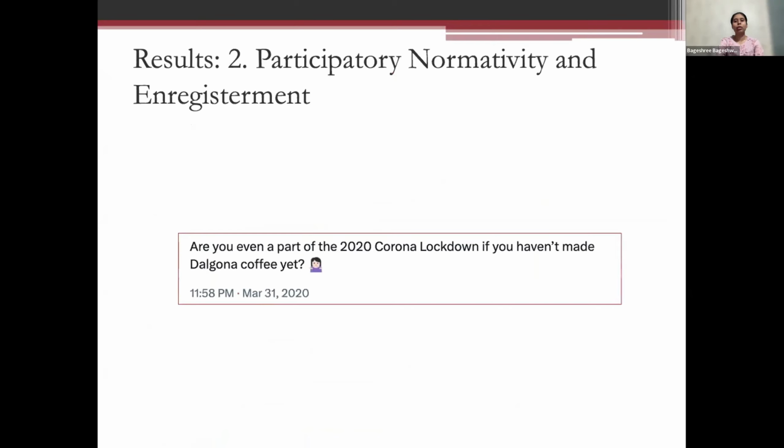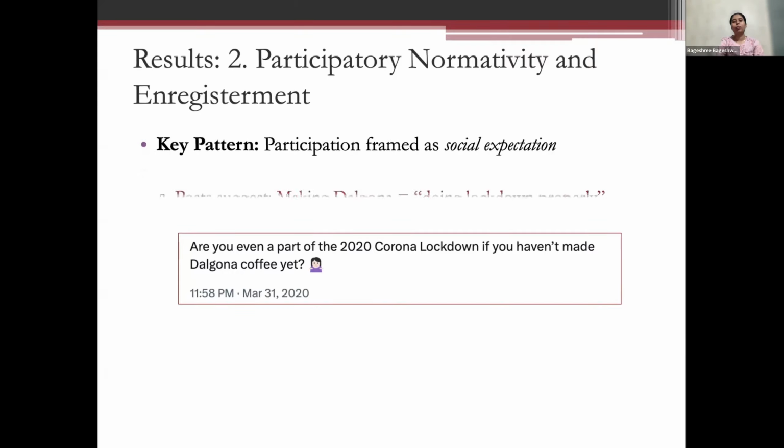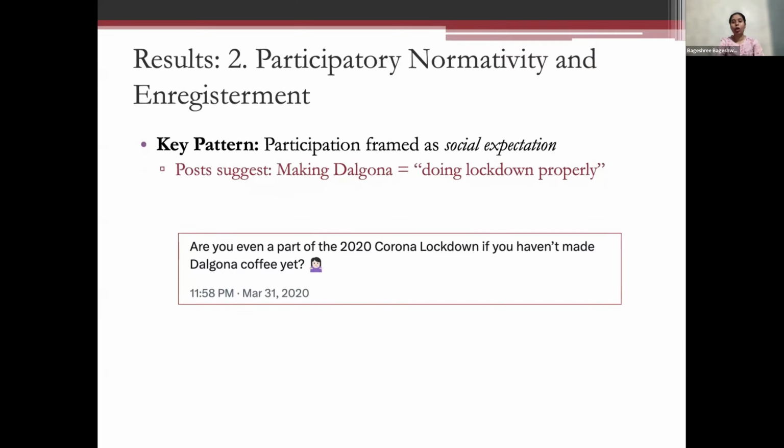Results. The second theme is participatory normativity and enregisterment. So here we go on from indexicality to enregisterment. I'll read the example tweet here: "Are you even a part of the 2020 Corona lockdown if you haven't made Dalgona coffee yet?" So we can see there is a kind of participation expectation from the users. Some of the posts even suggest that making Dalgona means you're doing lockdown properly. And if you're not doing it, this is outside the norm.